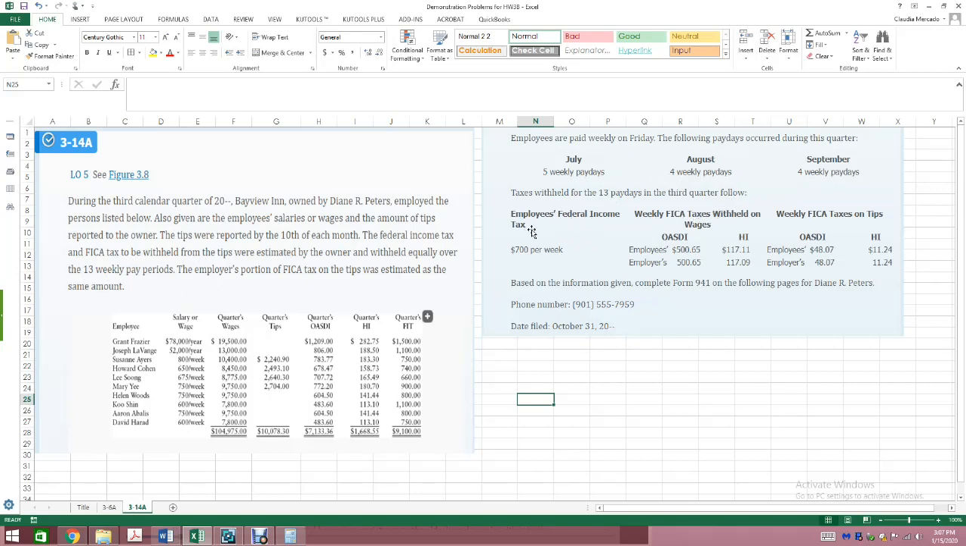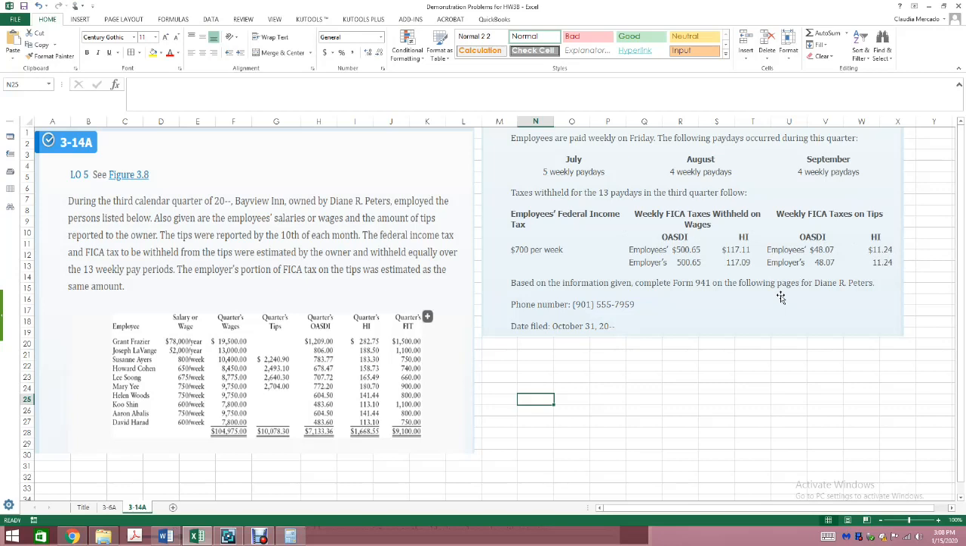Okay? So, employees' federal income tax was deducted $700 per week. Now we have our weekly FICA taxes withheld on wages. Okay, so the employees were deducted $500.65. The employer contributed the same amount. For HI, the employees were deducted $117.11. The employers contributed $117.09. For the tips, okay, the employees were deducted $48.77 for OASDI, the same as the employer, $48.07. For HI, it was $11.24 for both the employee and the employer.